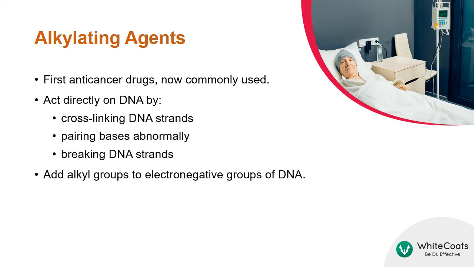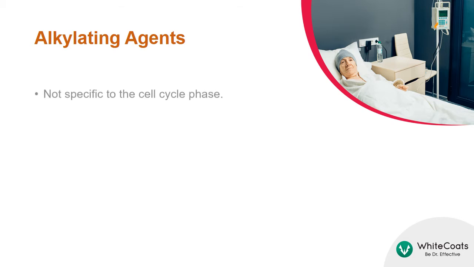Alkylating agents were among the first anti-cancer drugs and are commonly used today. Alkylating agents act directly on DNA by cross-linking DNA strands, pairing DNA bases abnormally, or breaking DNA strands, thus preventing cell division. These effects are caused by adding alkyl groups to the electronegative groups of DNA.